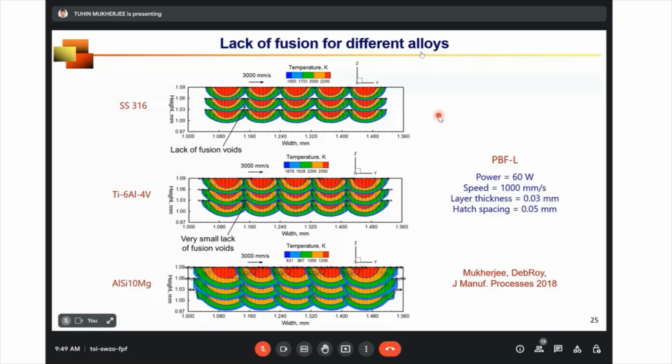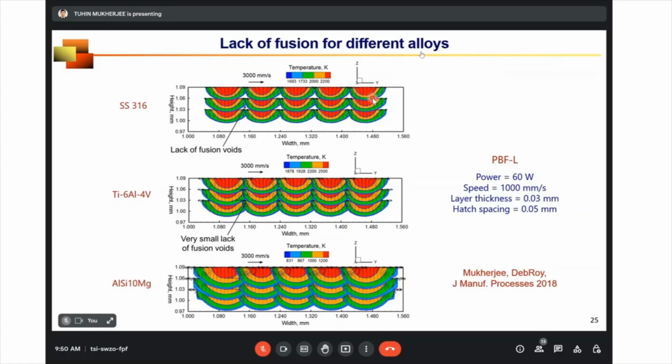Let's say you have one alloy that has very low density. So for the same heat input, it can melt more material because of its low density. Let's compare stainless steel and aluminum. Aluminum has almost one-fourth of the density of stainless steel. So the amount of molten region is significantly larger compared to stainless steel.